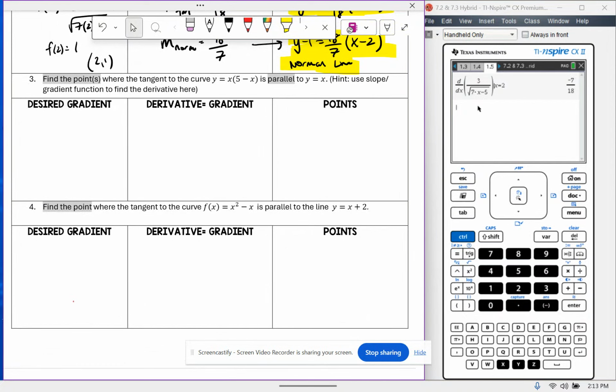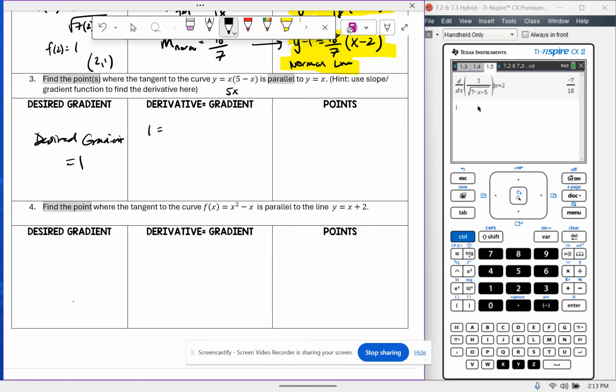So if something is parallel to the line y equals x, what is the desired gradient? What's the gradient of this thing? 1. So what's the desired gradient? 1, right? So your desired gradient is 1, okay? We have to take that desired gradient and set it equal to the derivative. We're finding the x where we have a tangent line that has a slope of 1, right?